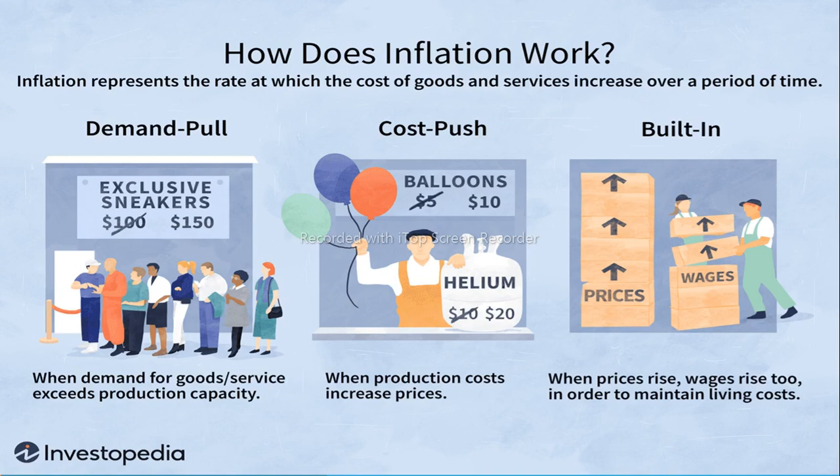Next, we will see about cost push inflation. When the raw materials price of the product gets increased, then automatically the price of the product also gets increased. This kind of inflation is called cost push inflation. Here, the price rise of helium gas contributes to the price rise of helium gas balloons.